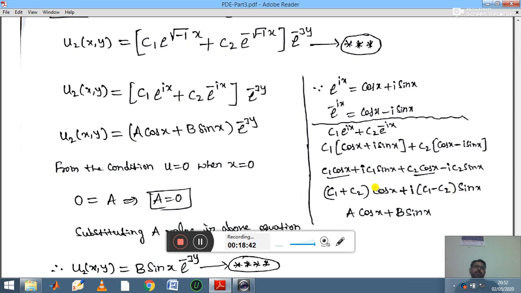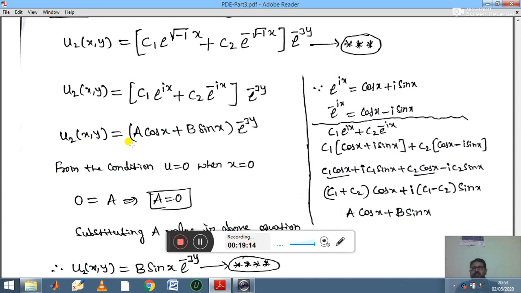Here you take the notation: in place of c1 plus c2, use the notation a. In place of i into c1 minus c2, use notation b. Therefore your expression reduces to a cos x plus b sin x. Therefore in place of c1 into e power ix plus c2 into e power minus ix, I can use directly a cos x plus b sin x. Okay, so here a cos x plus b sin x into e power minus 3y. So this is your u2 value.